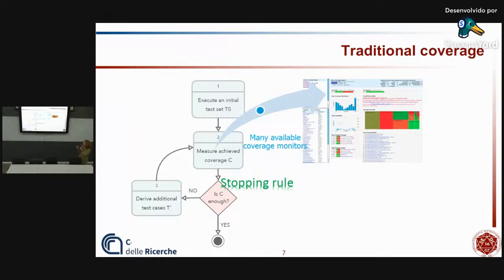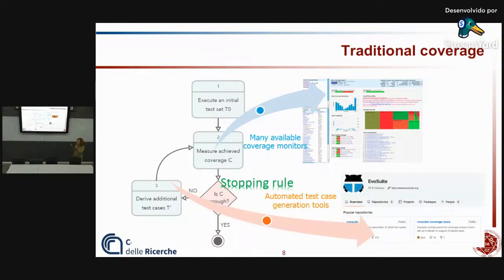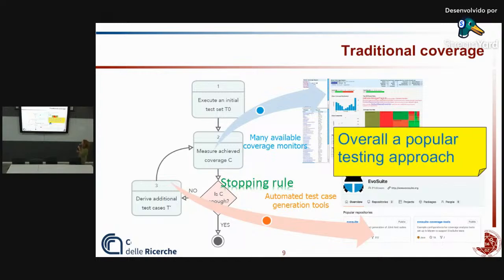It's also interesting because you can automate a lot. There are many available coverage monitors that you can use. And also, there are more sophisticated tools that can help also in the stage of deriving the additional test cases. For instance, EvoSuite, that I will use later in the evaluation, is one tool that, given the current coverage measure, can suggest additional test cases to cover the statements or the branches that you have not yet covered. So this is the idea of traditional coverage, and as I was saying, it is a quite popular testing approach since the beginning of the software testing discipline.